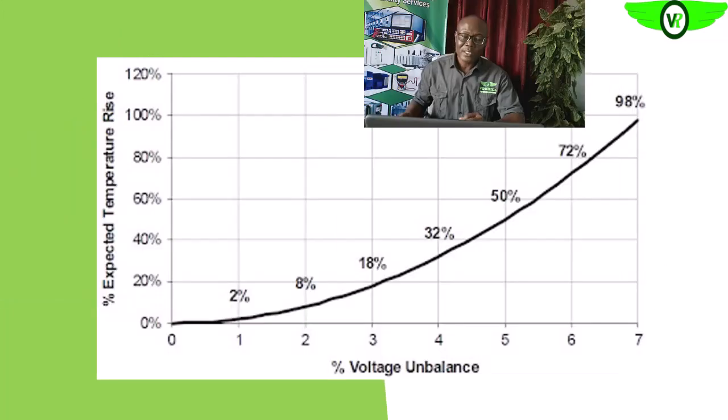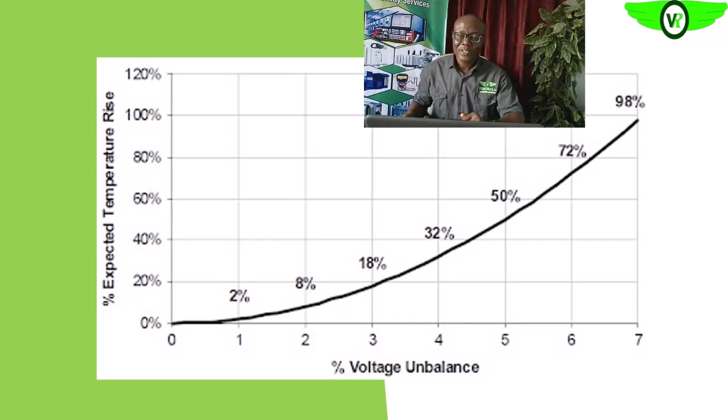We'll see how this will also affect the electric motor itself and even the system as we go along. Now look at this graph, which shows how the voltage unbalance will affect the temperature rise of the electric motor itself. As you can see, a 1% unbalance can cause 2% temperature rise. A 2% unbalance can cause 8% temperature rise.